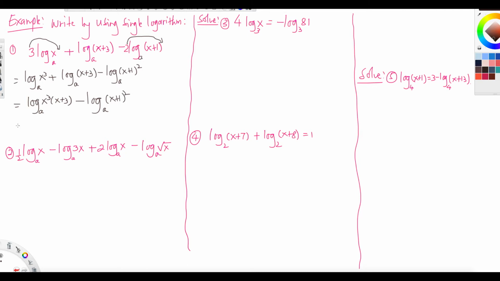Now you combine those two logs too, but what is the formula for the difference of logs? Difference of logs is the quotient, right? So what you write is a single log with base a, you write that on the top like x cubed times x plus 3 divided by x plus 1 squared. That is the difference formula, right? That is the final answer. So this is in the form of a single log.